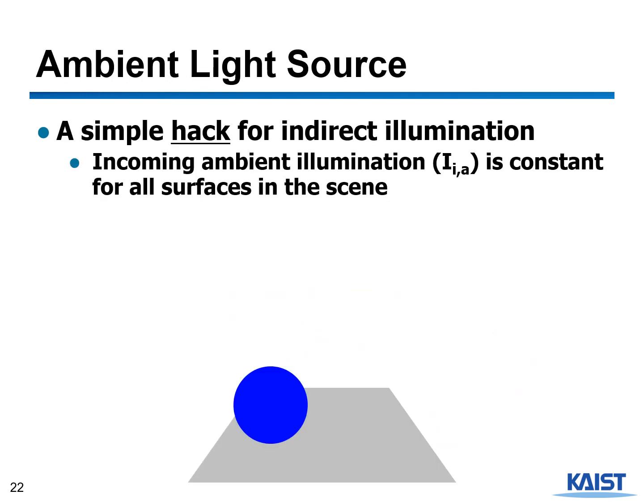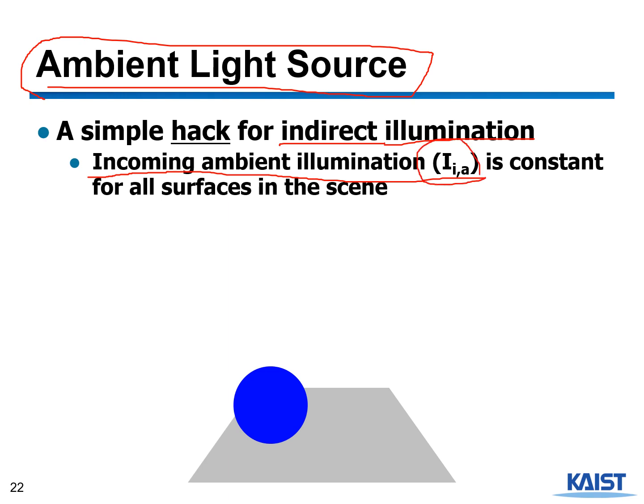Now I'd like to talk about the common empirical illumination models. In the end it will be the Phong illumination model, but the Phong illumination model has different terms. I'd like to talk about the ambient light source, the concept of this ambient light source. The ambient light source is a simple hack for the indirect illumination. For this one, we are just using incoming ambient illumination, which is nothing but constant for all surfaces in the scene.